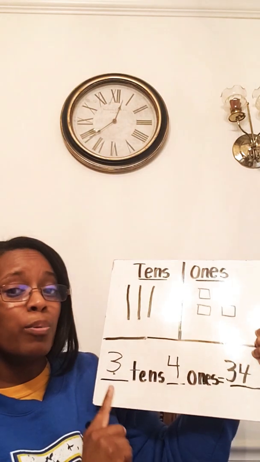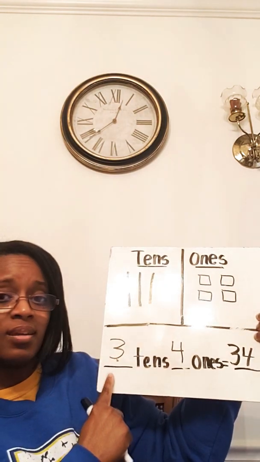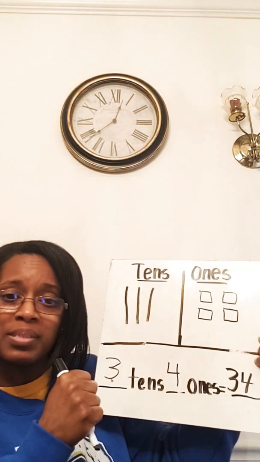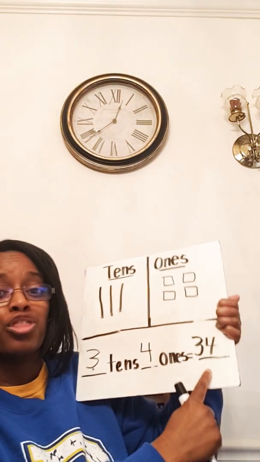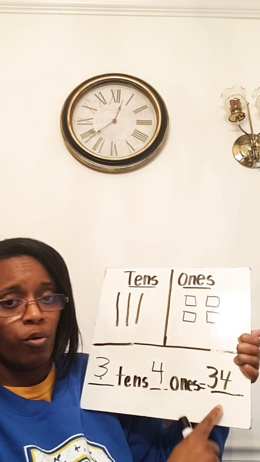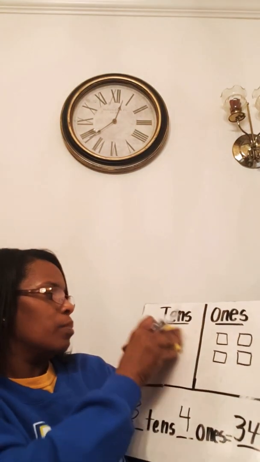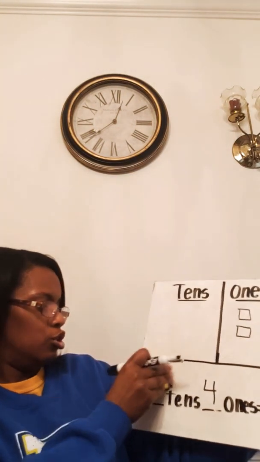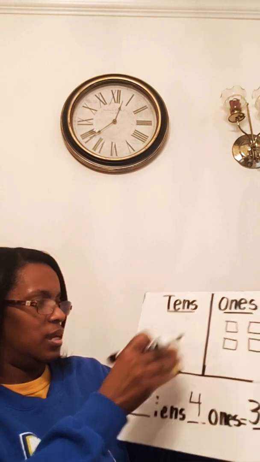So my double digit is 3 tens, 4 ones. When you put them together, I have the digit 34. I have the double digit 34. All right, I'm going to do one last one, but this time I'm going to do a tricky one to see if you can get it.